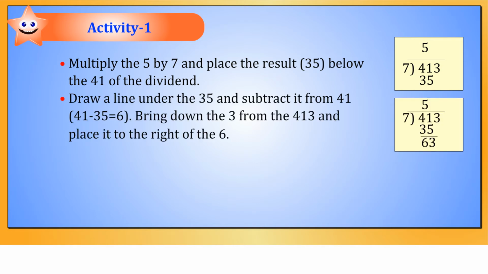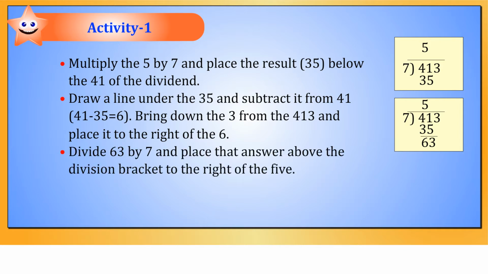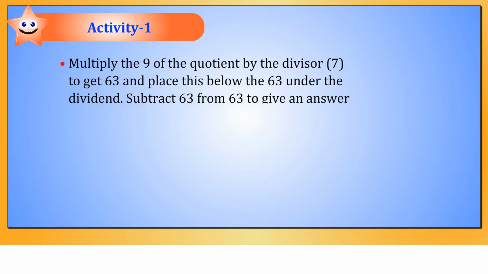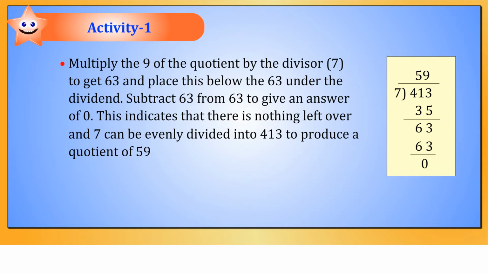Multiply the 9 of the quotient by the divisor 7 to get 63 and place this below the 63 under the dividend. Subtract 63 from 63 to give an answer of 0. This indicates that there is nothing left over and 7 can be evenly divided into 413 to produce a quotient of 59.